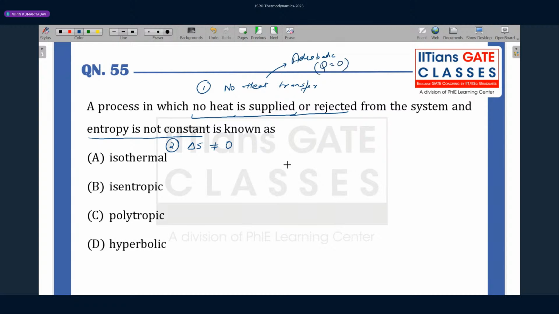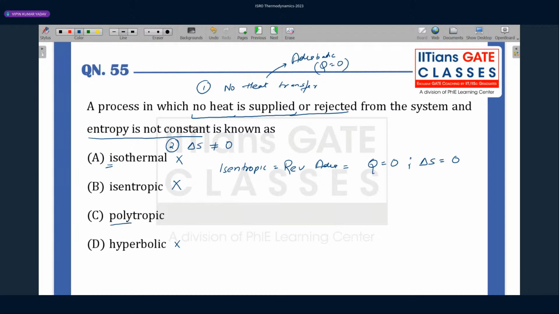Now what is reversible adiabatic, or isentropic? Here you have to satisfy two conditions: Q is 0 and change in entropy is also 0. So that means isentropic is wrong. Now isothermal, there is no restriction on heat transfer, so this is also not correct. Hyperbolic is a variation of isothermal itself.